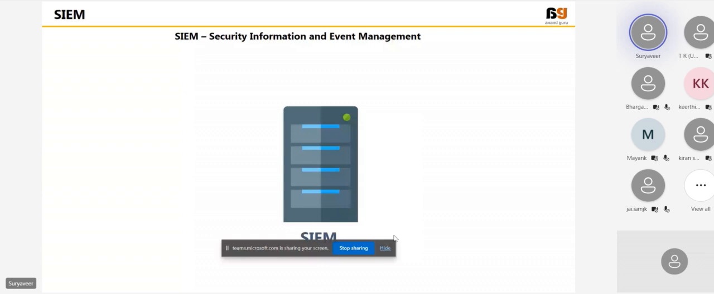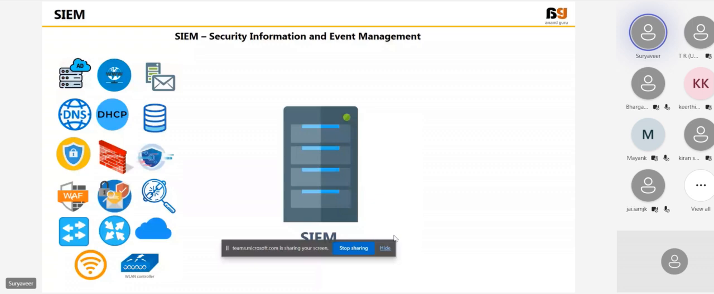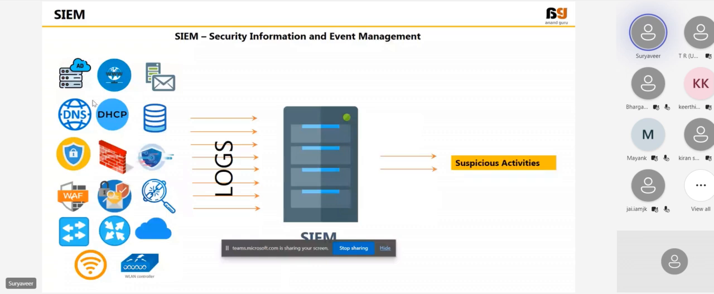So what it does, as shown in the figure, it will collect all the logs from this wide range of sources. It might be your router, switch, WAF, firewall, DHCP, DNS server, email server, everything. So logs will be collected and sent towards our SIEM solution. And the SIEM, in turn, will correlate and try to find suspicious activities. What are these suspicious activities called? Alerts.